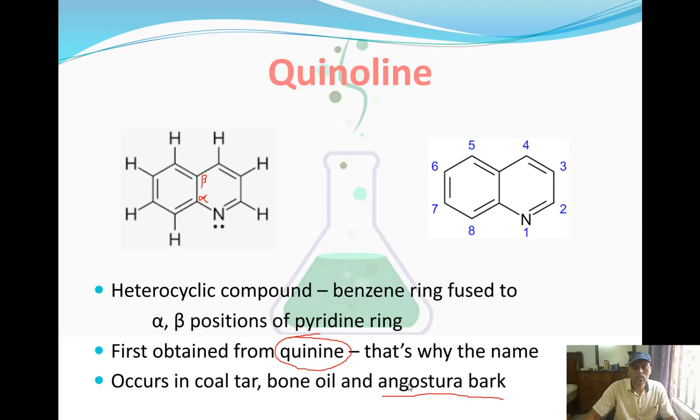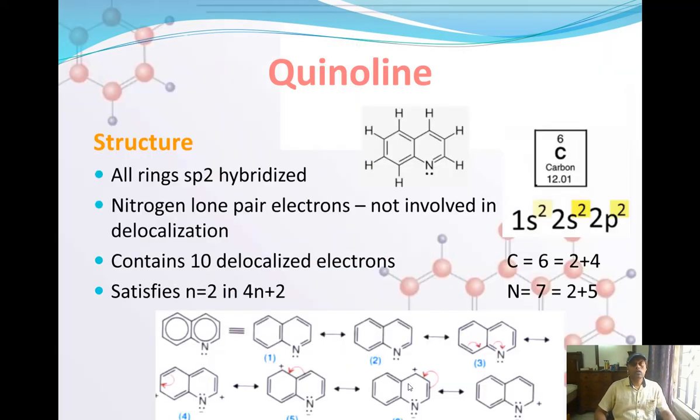Right, these plants, cinchona and angusta, are found in American countries and African countries. That's where you can get them. Right, let's go to the structure.